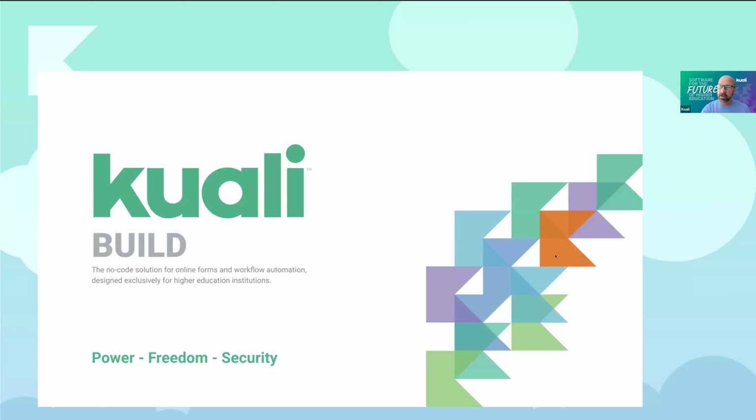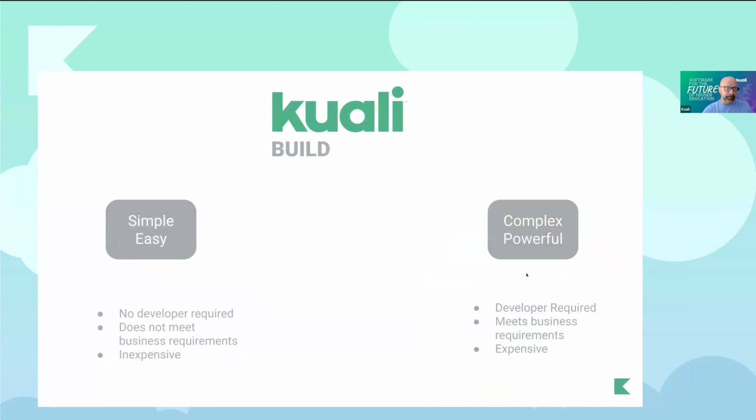So quickly, a little bit about Kuali Build. Kuali Build is our no-code solution for online forms and workflow automation. It's designed exclusively for higher education institutions. And so when you talk about online forms and workflow automation tools that are out there, a couple different categories of software become apparent as you look and see what's out in the market. The first are tools that we would describe as simple and easy tools. These are things along the same vein of Google Forms or SurveyMonkey. They're really easy to use and they don't require a developer, but they don't necessarily meet all the business requirements. There's no workflow routing. There's no signature capability. They're very basic.